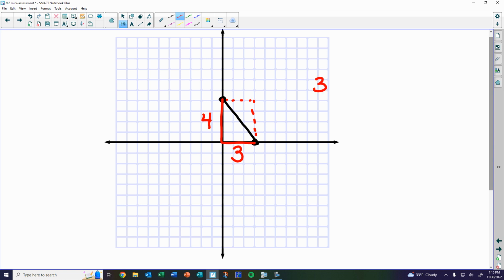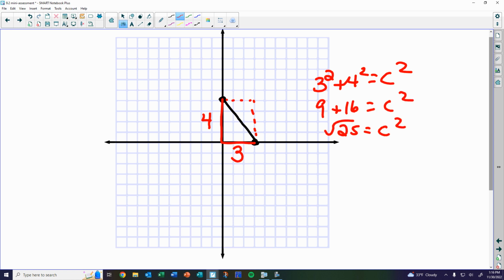So 3 squared plus 4 squared equals c squared, right? 3 squared is 9. 4 squared is 16. When I add them together, it's 25. And when you square root both sides, c equals 5.